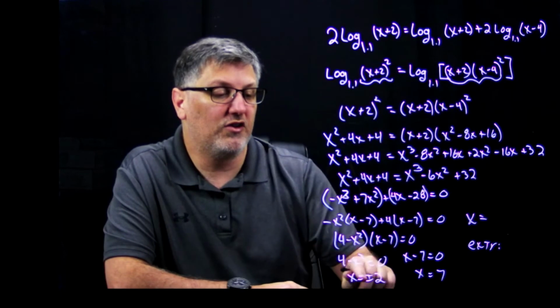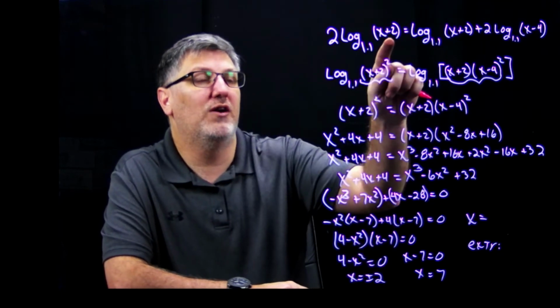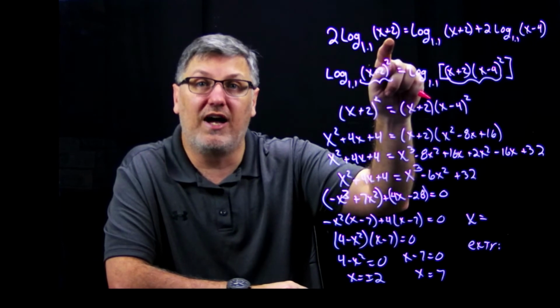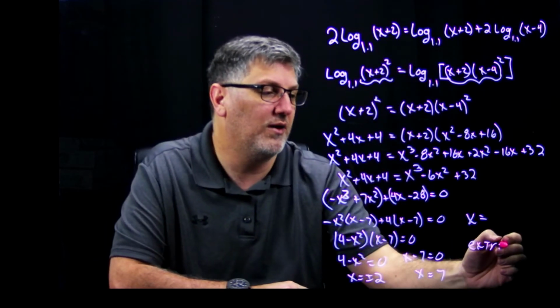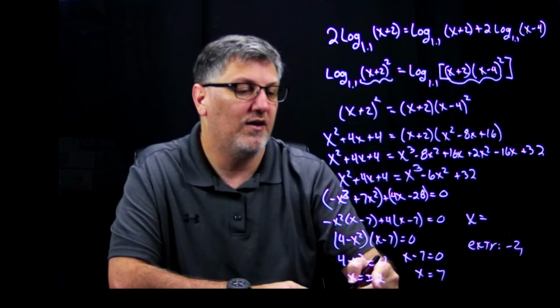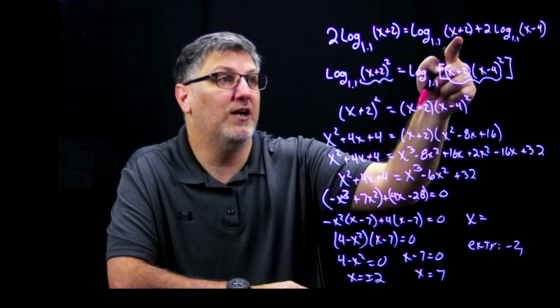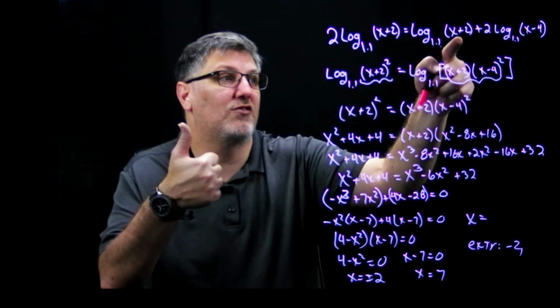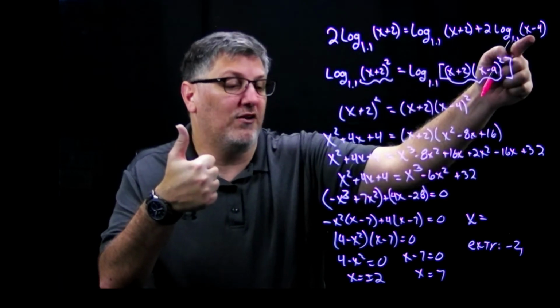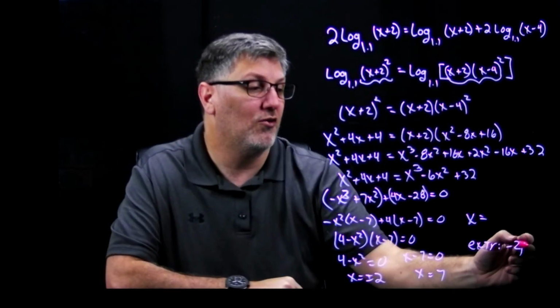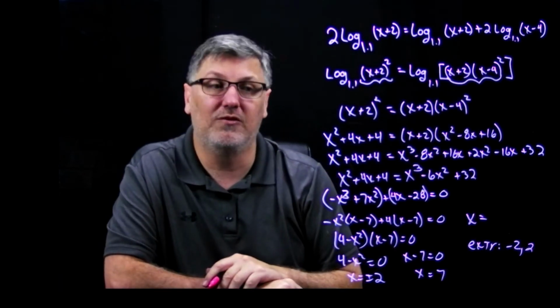So let's look. Let's start with negative 2. If I put negative 2 here, I got a problem. Negative 2 plus 2 is 0. 0 is not greater than 0, so negative 2 is going to be an extraneous solution. Let's check 2. 2 plus 2 is 4. That's good. Put here 2 plus 2, that's 4. That's good. 2 minus 4, that's negative 2. That's no good. So 2 is an extraneous solution.